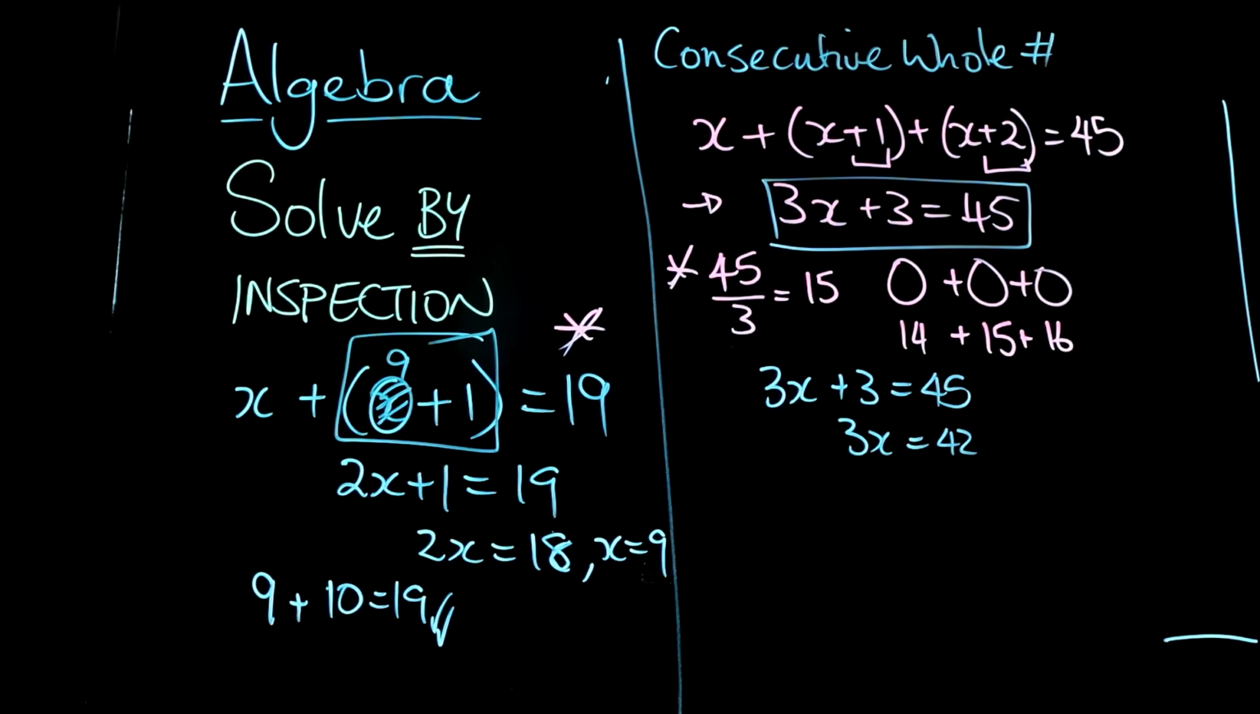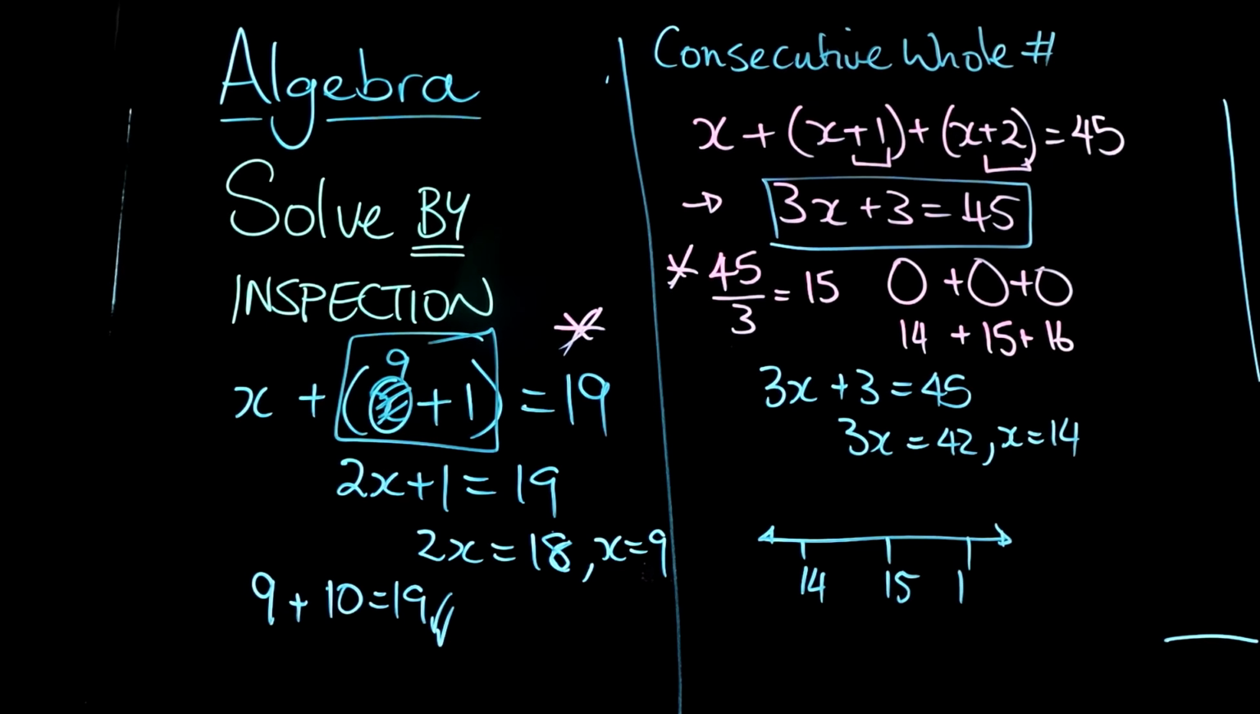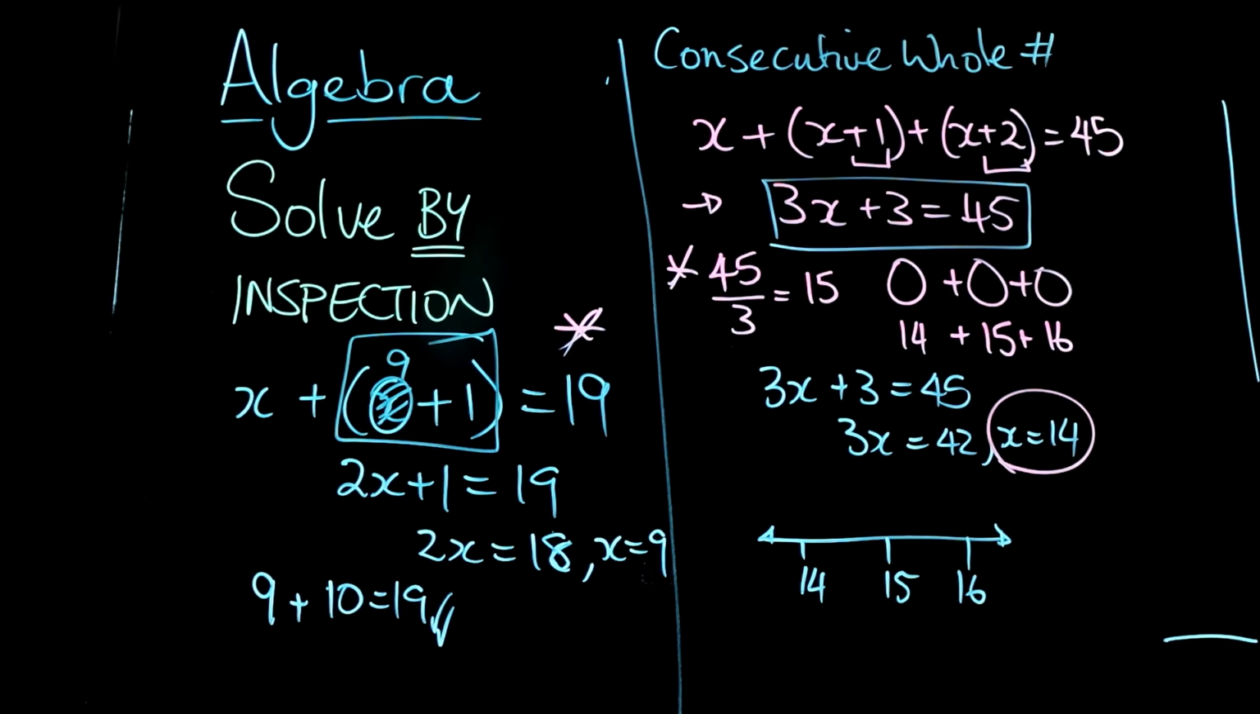And I'm thinking that that value of x has to be 14. Okay, so there's my first number in the sequence that I need of 3 consecutive numbers, and this is what I'd like you to think about here. If we draw a number line here and we have 14, 15 and 16 as our numbers, this is a good way to think about things.